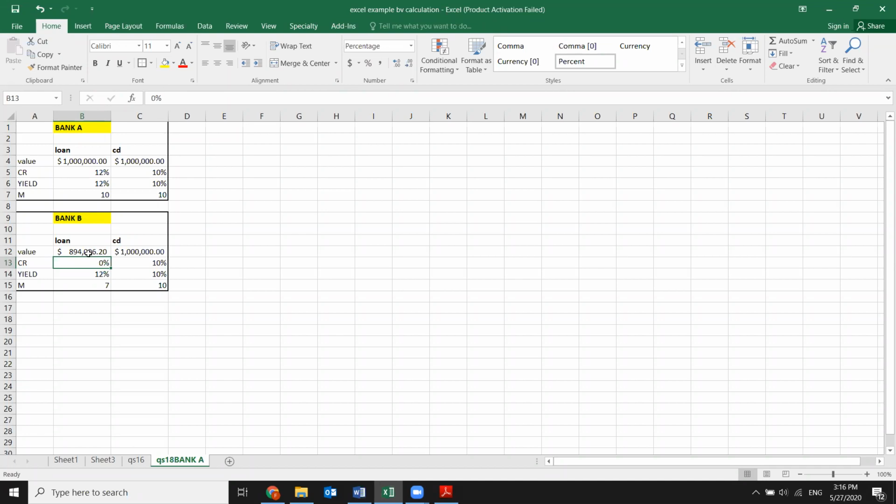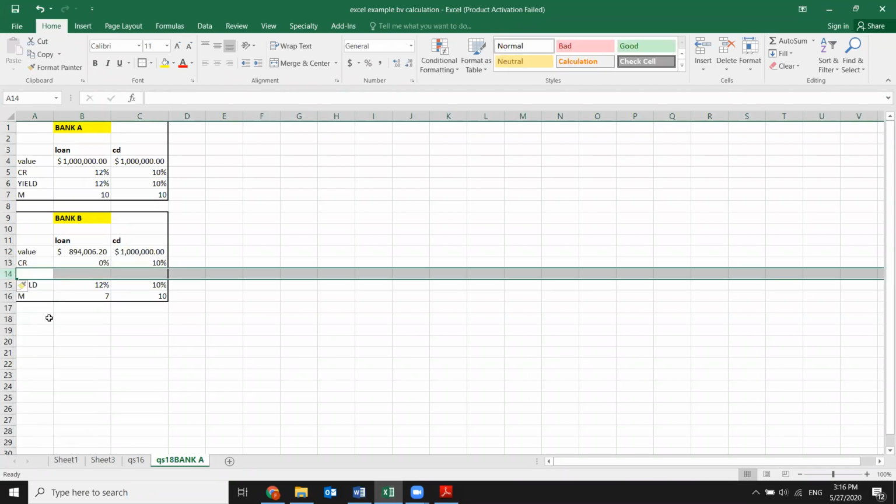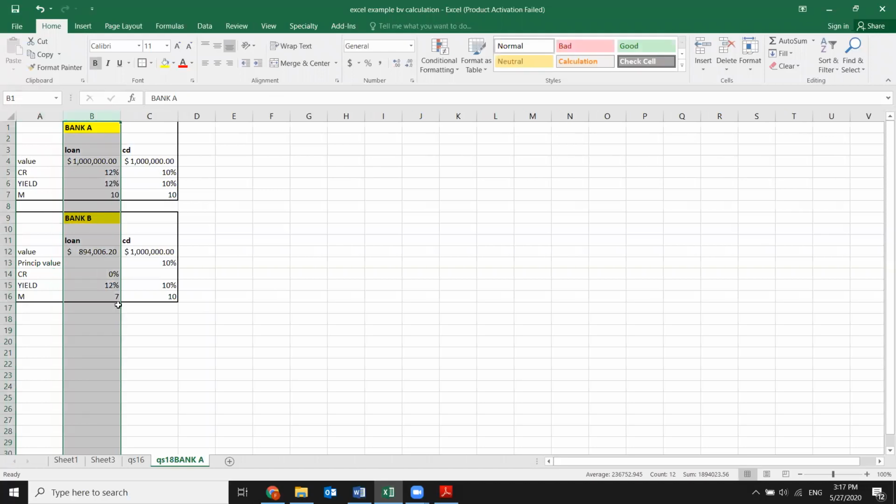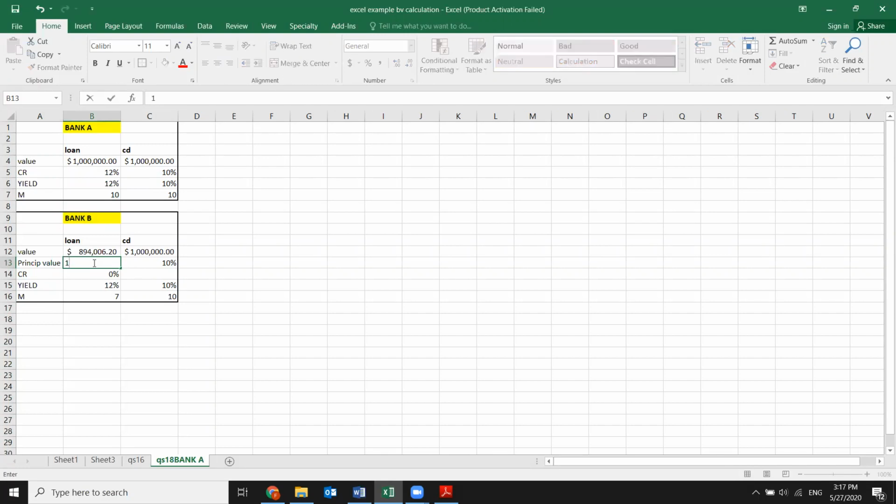Okay, this is the value of the loan that we provide, and the principal value at maturity. So we have additional information here. Principal value, which is given here, 1,976,362.88.